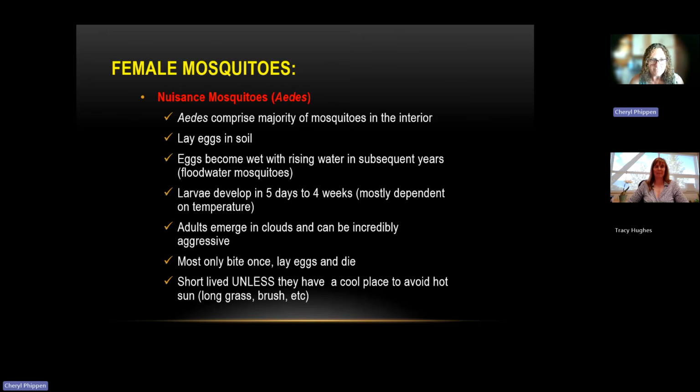Adults of these genera of the Aedes typically emerge in really high numbers and all at once. Most of them only bite once. They lay their eggs and they die. So that means that they can be very short-lived unless they have a cool place to avoid the hot sun. So things like long grass, brush, all that lush, gorgeous forest, say around Revelstoke and Scotch Creek. Those are places where those adults can hang out and avoid the sun, so then it prolongs their life.